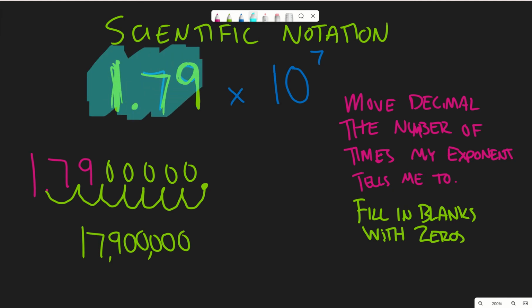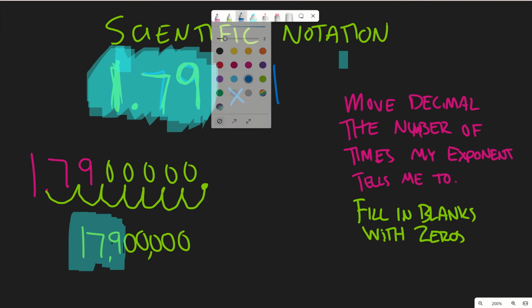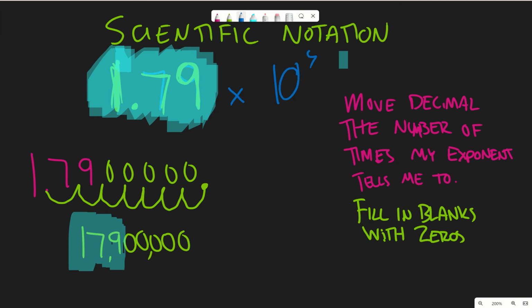Now, if you notice here, this 1.79 hasn't changed. I still have my 179. Those stay the same. The thing that changed was moving my decimal the number of places my exponent tells me to. Whoa, that was cool. Uh-oh, too far. So I move my decimal the number of places it tells me to. All right, now let's try it again.